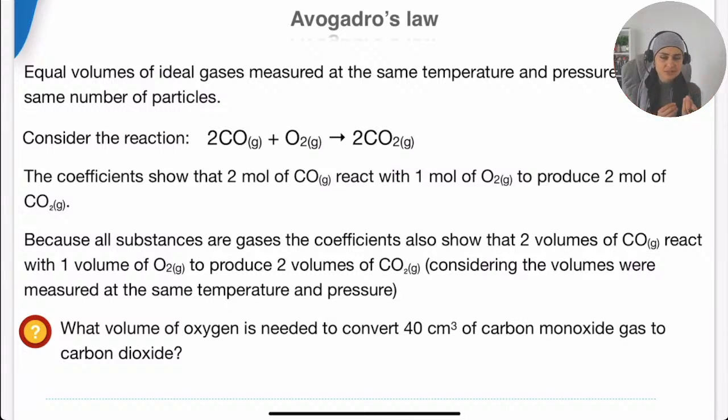Now for Avogadro's law, what does it tell you? It tells us that if your molecules are gases, which they are, you can apply the molar ratio to the volumes. So instead of 2 moles react with 1 mole, we can say that 2 cubic decimeters of CO would react with 1 cubic decimeter of O2 to give 2 cubic decimeters of CO2. As long as the units of the volume are the same, you can apply molar ratio to the volumes. This saves you a great amount, especially for multiple choice questions. It can save you like 5 minutes. Right, so let's see the example.